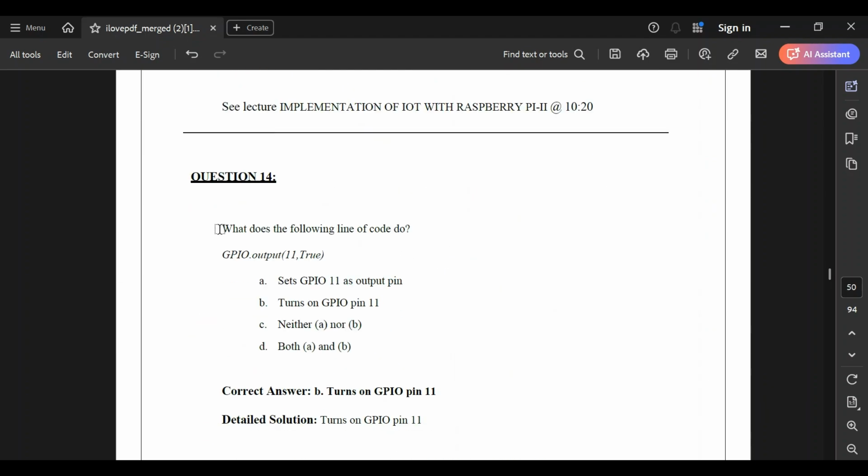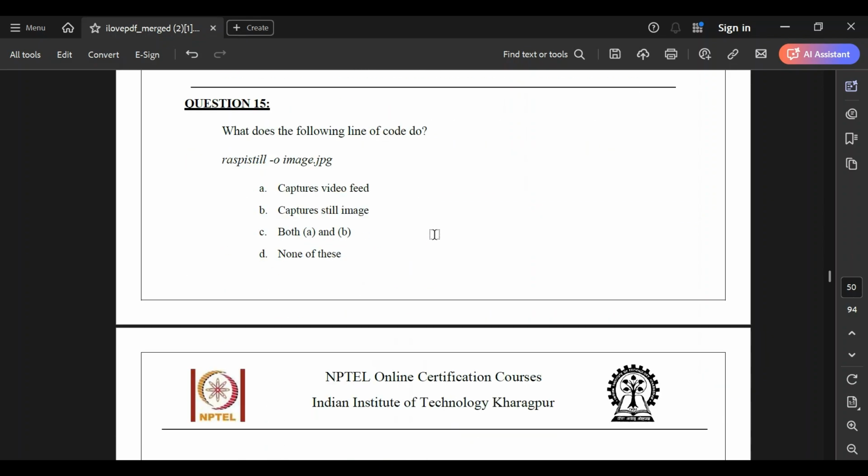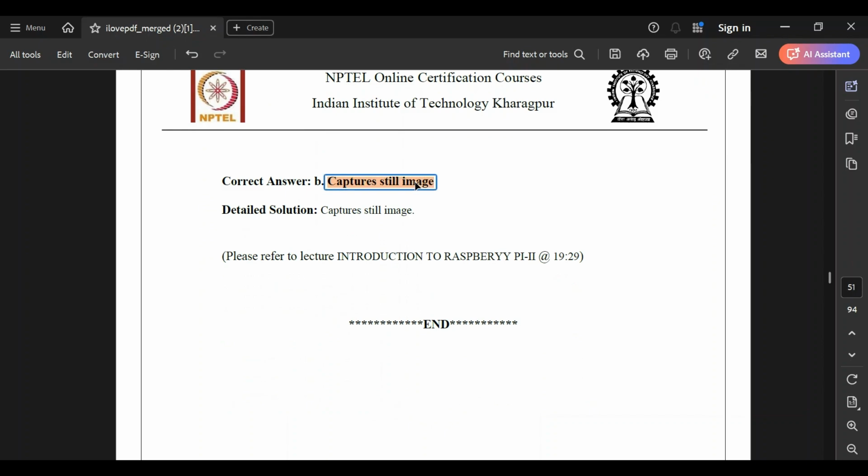Moving to the next question, what does the following line of code do? GPIO.output(11, True) sets the pin, which means it just turns on the GPIO pin 11. So it turns on the GPIO pin 11. And the raspistill command means it is used for just capturing a still image. So it captures the still image.